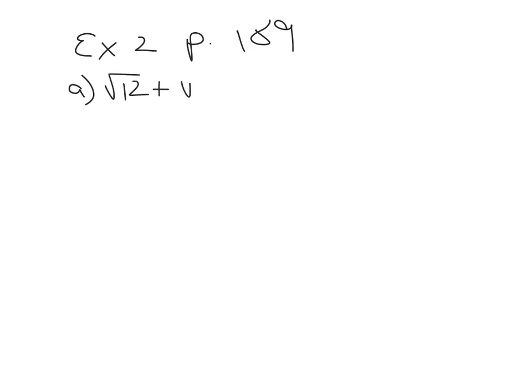All right, example 2 is on page 189. Letter A says the square root of 12 plus the square root of 27 plus the square root of 48. And like we talked about in the last example, you can only add these if the radicals are the same, which they are not right now. But these can all be simplified. So we're going to simplify them before we try to add them.